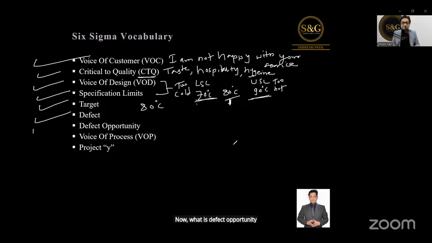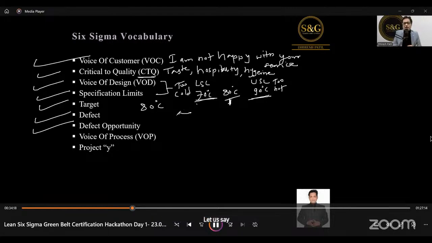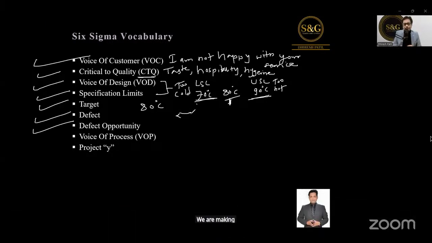Now, what is defect opportunity? Let's try to understand this. In the same service or product, what are the different opportunities present? DPMO we will discuss, but defects, exactly, DPU, DPMO, all these things. So what are the defect opportunities? Example, let's say we are making shirts. So let me draw a shirt.